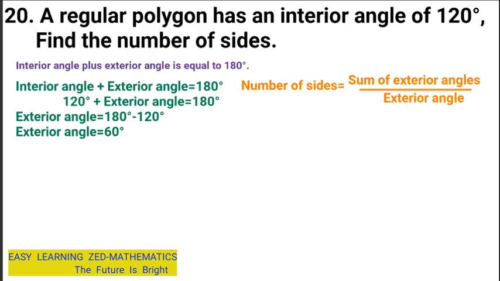So where there is the sum of exterior angles, we write 360 degrees over the exterior angle. We found that the exterior angle of this regular polygon is 60 degrees, so we write divide by 60 degrees. When we divide 360 degrees by 60 degrees, it gives us 6. This 6 is the number of sides. So this regular polygon has 6 sides.